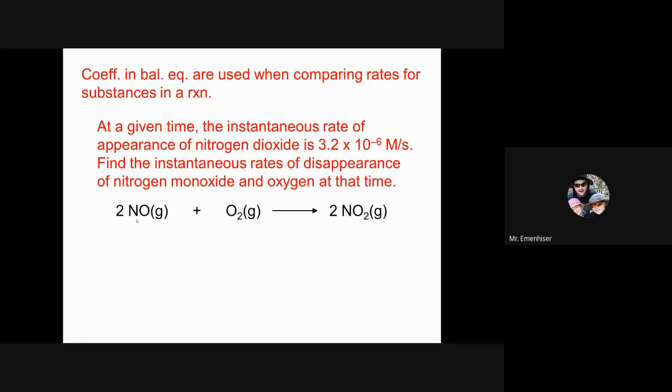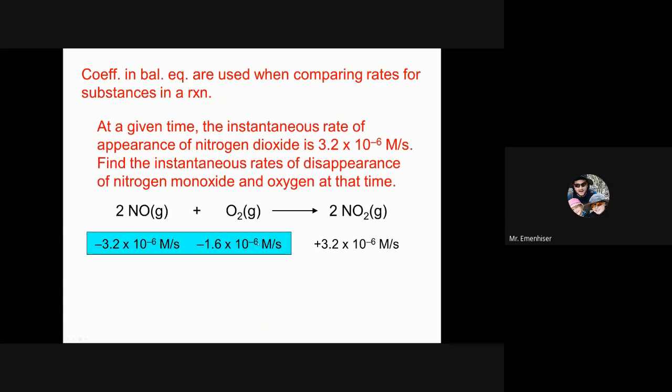All right, so here we go. We got this, this, and this. 2 moles of nitrogen monoxide are going to react with 1 mole of oxygen to form 2 moles of nitrogen dioxide. Okay, so we know the rate of appearance of this substance. And so we said, okay, if it's 2 to 2, then that's a 1-to-1 ratio between the coefficients in these two substances in the balanced equation. And so the rate will be a 1-to-1 ratio. The rate will be the same. Okay, and then oxygen will be half of that because it only has a 1 there.